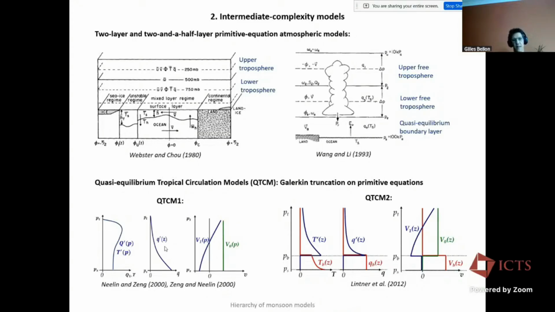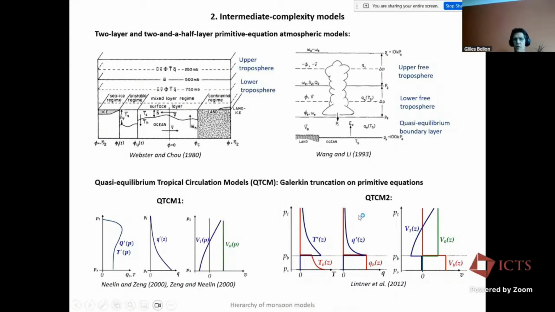And so that's the first generation of QTCM. So one variable for temperature that gives you the whole profile, one variable for humidity, and two for wind, for the barotropic and baroclinic mode. And this was used in a number of studies for tropical variability beyond monsoon. It's actually a model that's developed over, I think, a band between 60 south and 60 north, and that works fairly well to represent the tropical climate.